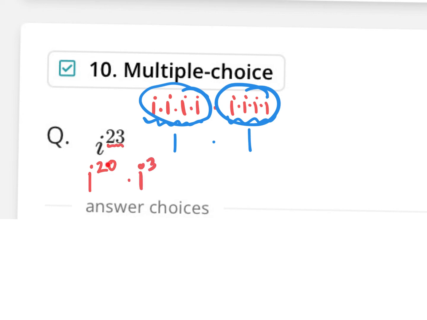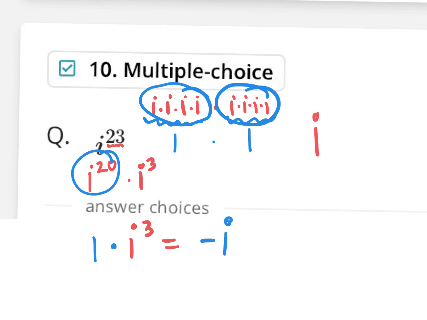So again, because i to the 20th could be grouped in 4s, we know that this is really just 1, all right? This right here is really just 1, okay, times i to the 3rd. And what's your final answer going to be? In case you forgot that i to the 3rd is really negative i, you could actually work this out right here.